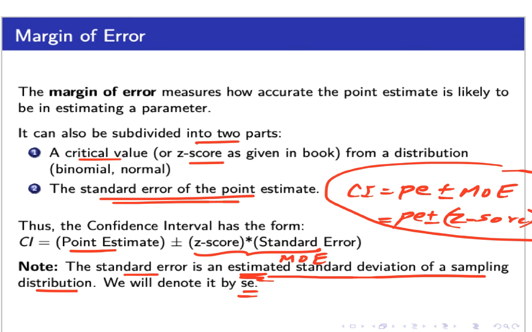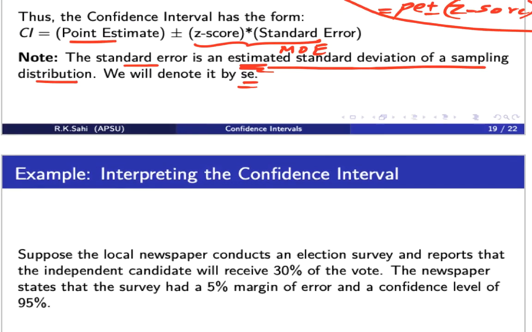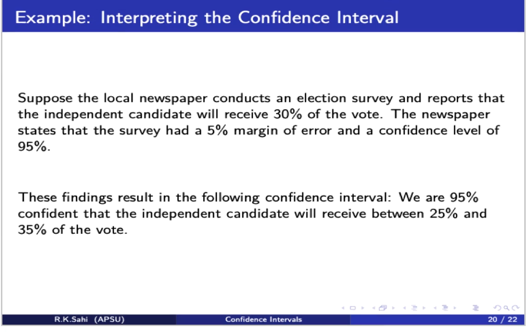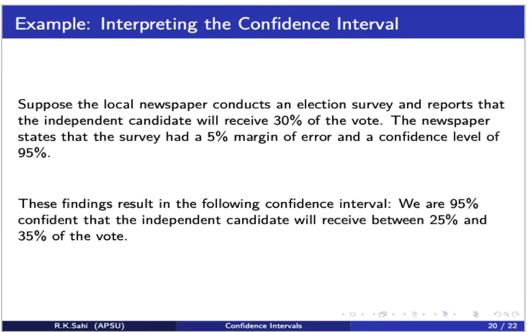Okay. Now let's do an example to interpret the confidence interval. Here it says, a local newspaper is conducting an election survey and reports that the independent candidate will receive 30% of the votes. The newspaper states that the survey had a 5% margin of error and a confidence level of 95%. So what are we going to say? Remember, let's start this one. It says a candidate is going to receive 30% of the vote, and it has a margin of error of 5%.